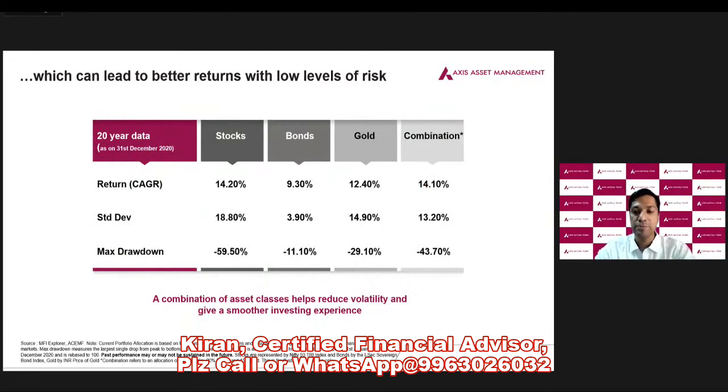Let's look at some data. We have looked at a simple hybrid allocation, and this is for the last 20 years. What we did was look at the return profile of stocks, the risk profile, and what is called the drawdown, or the maximum loss that has been seen in stocks, in bonds, and in gold. Again, it's not a surprise: equities have given the highest return, but are also the riskiest asset class, whether you see it in terms of standard deviation, which is nothing but volatility, or in terms of the drawdown.